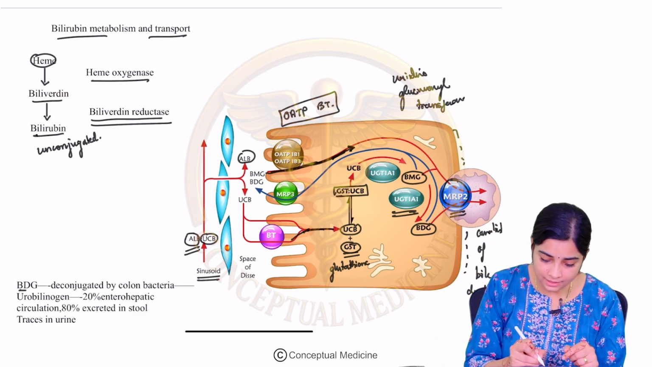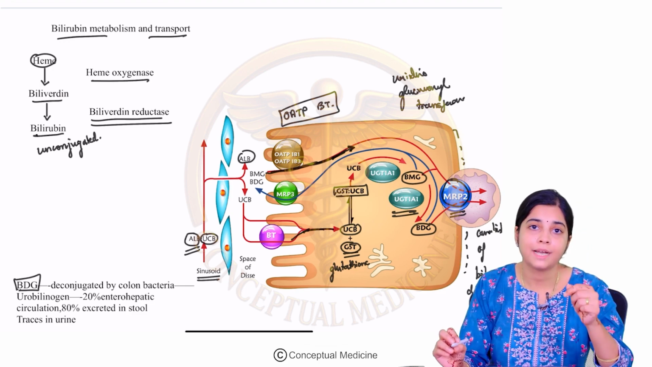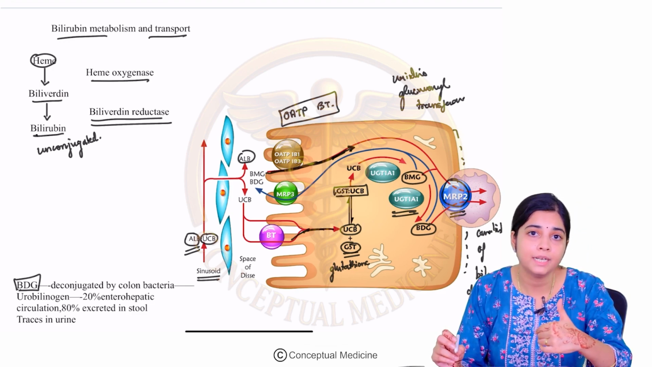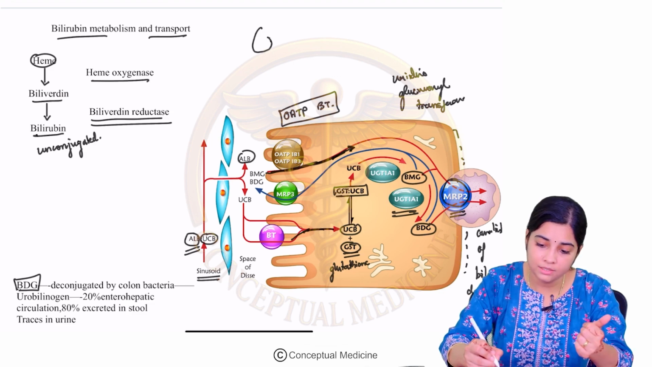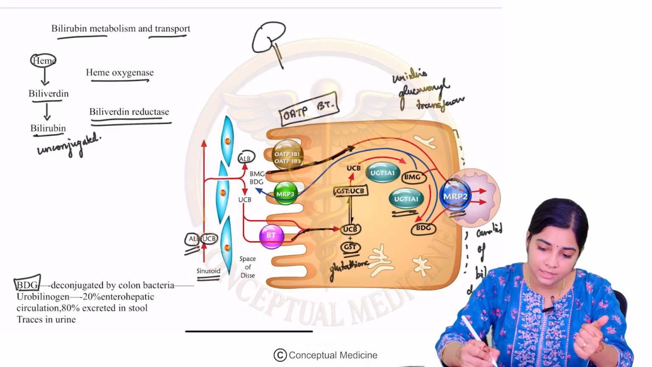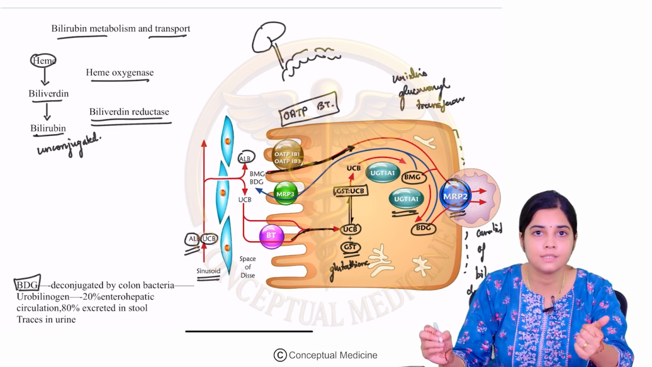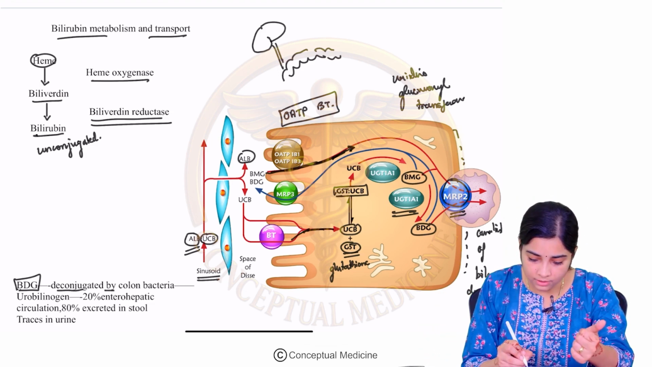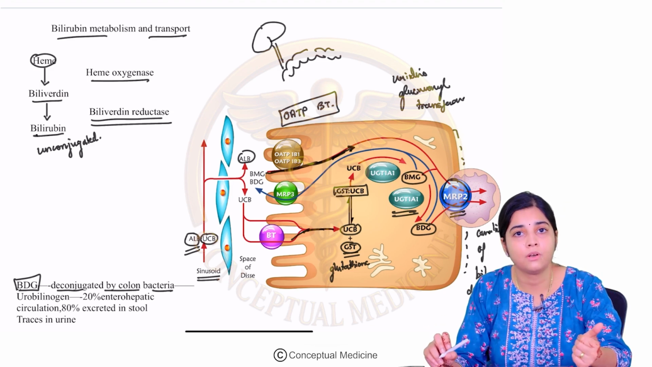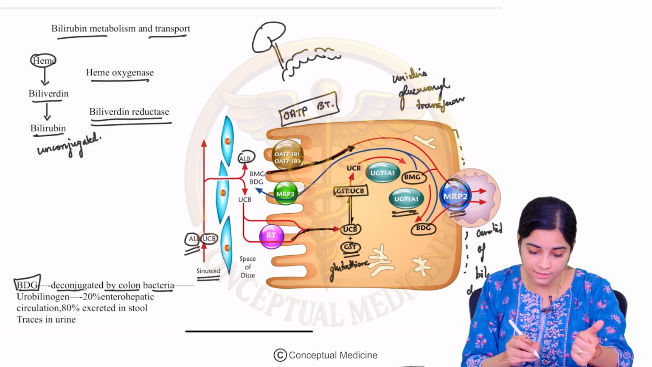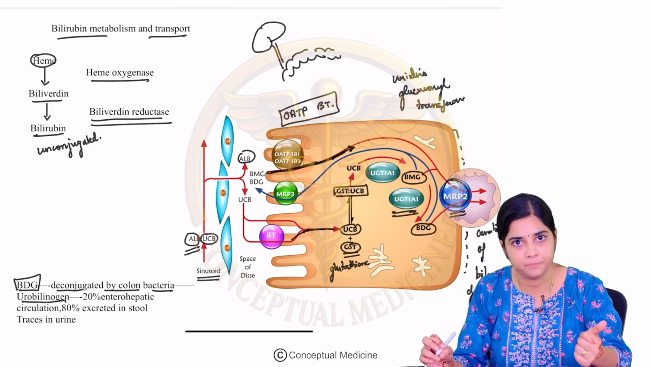Now once that is done, you have bilirubin diglucuronide. Via the bile it enters where? Via the bile duct. We know that the bile duct comes here and it enters where? It enters the intestine. In the colon, it is deconjugated by the colonic bacteria and it results in the formation of urobilinogen.